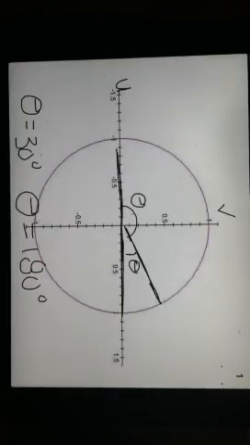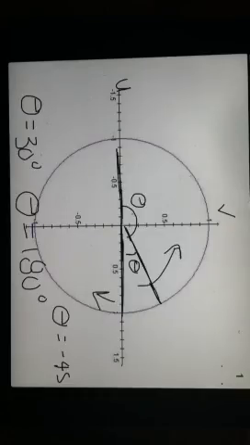You can also have negative angle measures, so let's say you want theta to be negative 45 degrees. Rather than going counterclockwise from the u-axis for positive, you would go clockwise from the u-axis for the negative, and theta here would be negative 45 degrees.